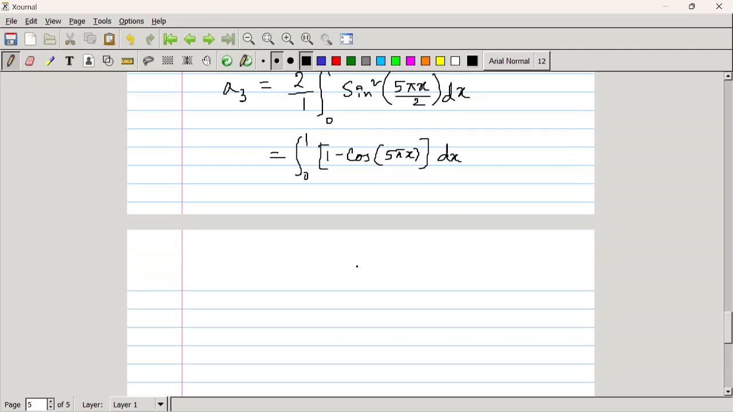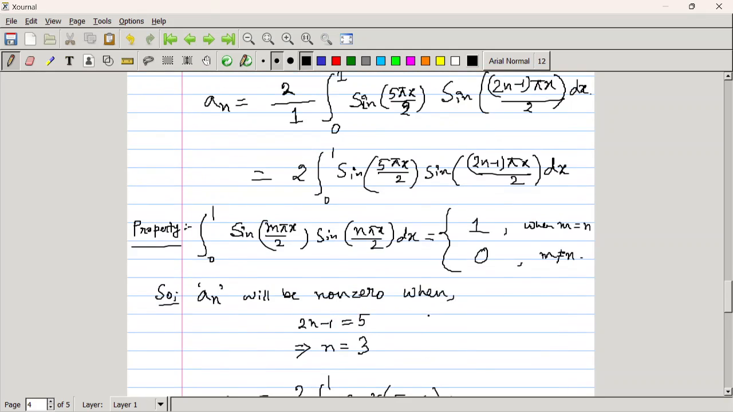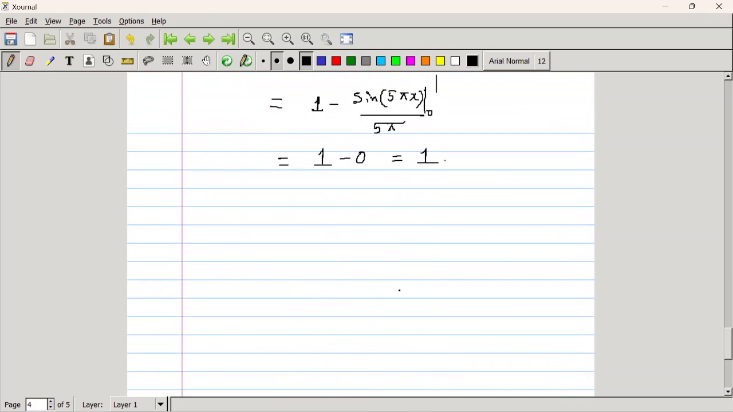So 1 minus cos 5 pi x, the integral of 1 is x, from 0 to 1, and the integral of cos 5 pi x is sin 5 pi x by 5 pi, from 0 to 1. Sine 5 pi is 0 and sine 0 is 0. So 1 minus 0 is equal to 1. So I got a3 equal to 1. Then all other an are 0. So let me write an equal to 0 for all n not equal to 3.